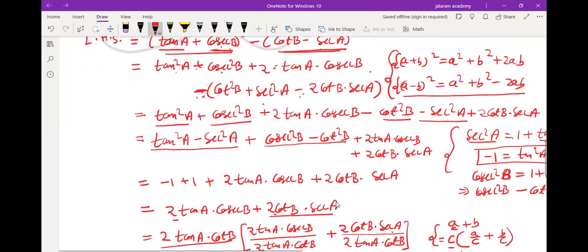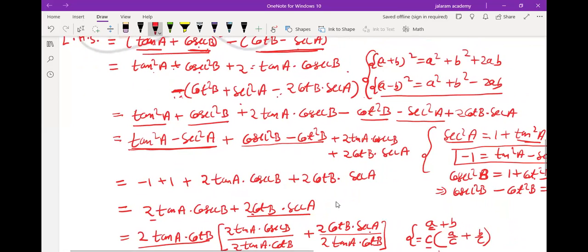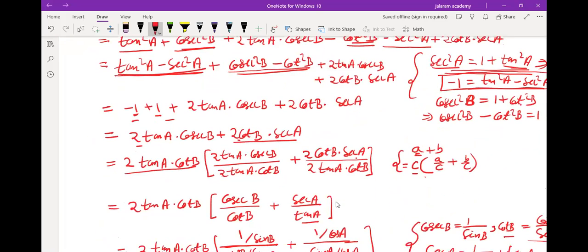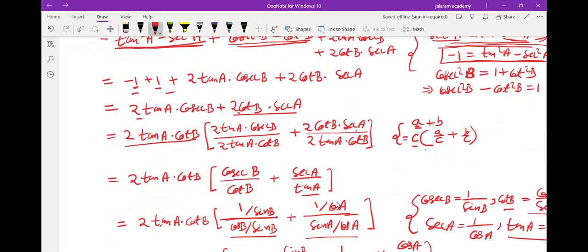When we open the bracket and arrange the terms according to the square identity, sec square A equals to 1 plus tan square A, we get tan square A minus sec square A equals to minus 1. So we write tan square A minus sec square A together, which will be replaced by minus 1 in the next line. And at the same time, cosec square B minus cot square B are written together, which will give 1 in the next line. We will write 1. And the remaining two terms will be written as they are. Now minus 1 plus 1 will be cancelled out. Remaining two terms are again written as they are.